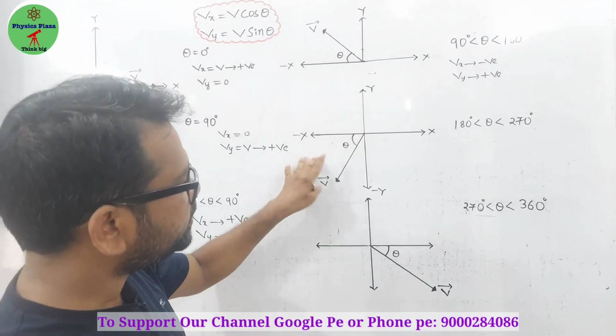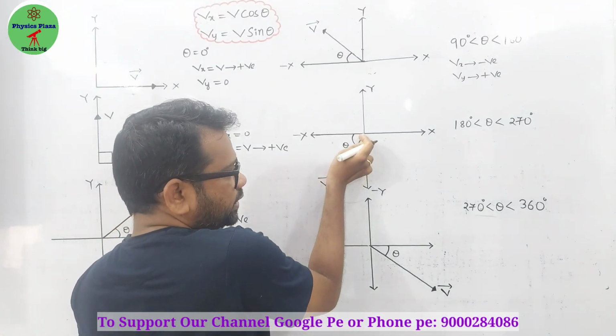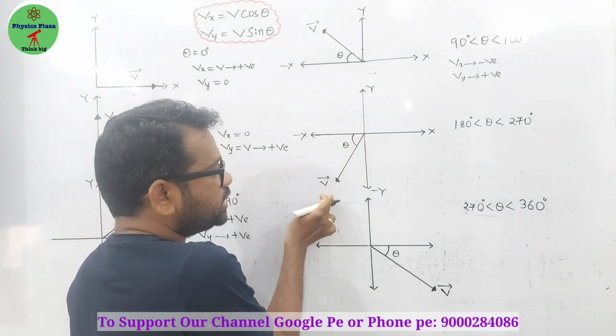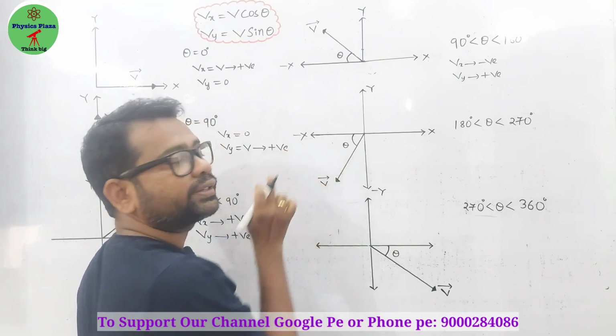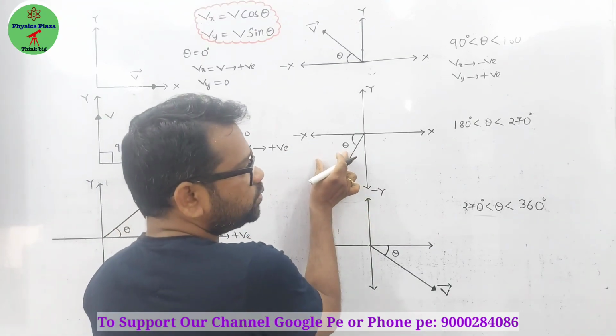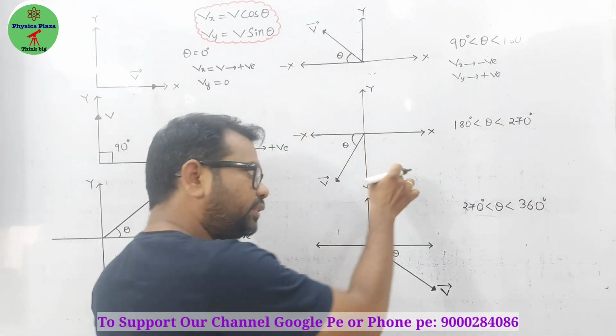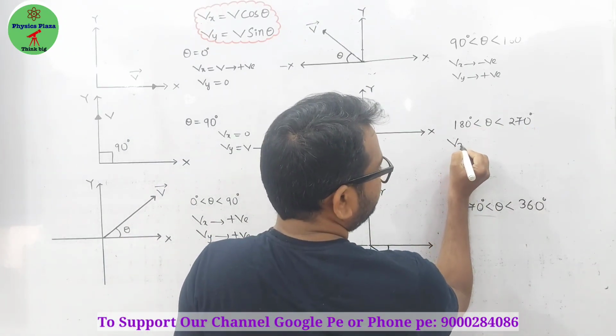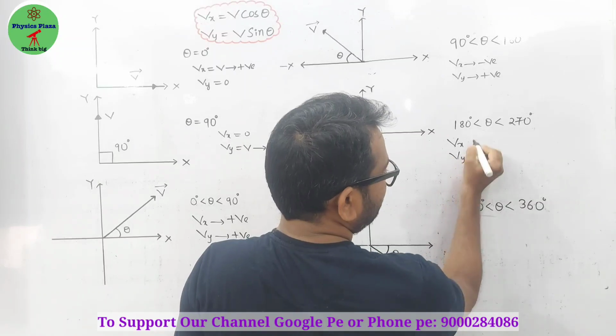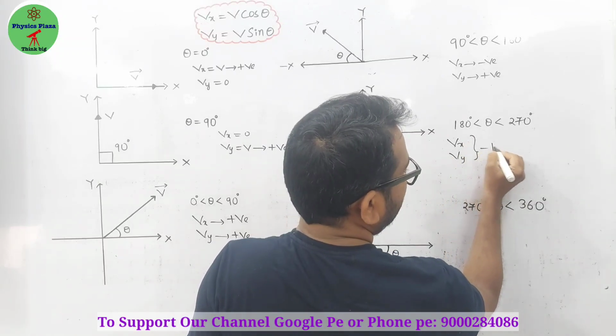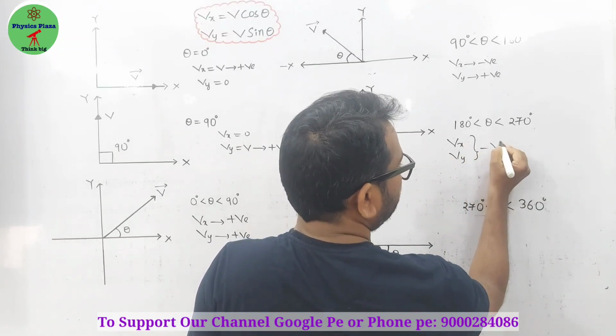Whereas in this case, the velocity vector is lying in such a way that it is making angle theta with the negative x-axis. This means theta is between 180 degrees and 270 degrees, right? So in this case, Vx and Vy both will have some values and both are negative. Both are negative only.